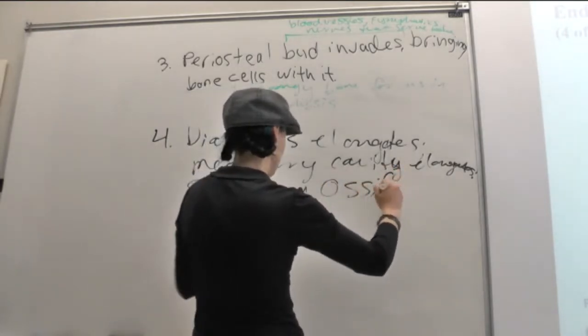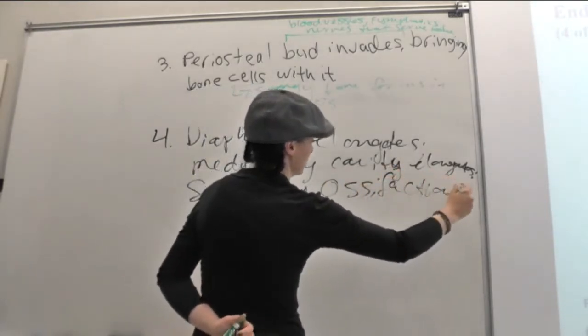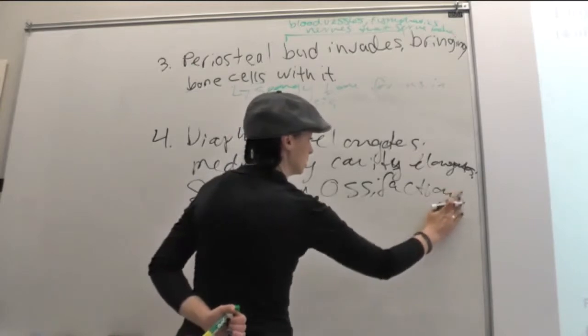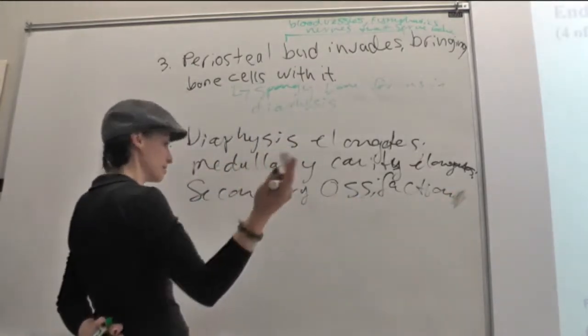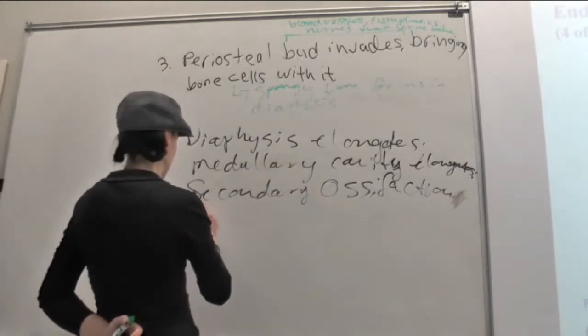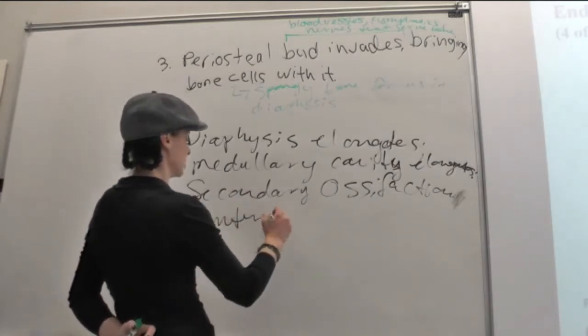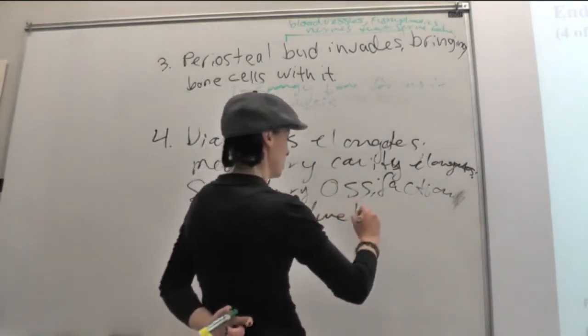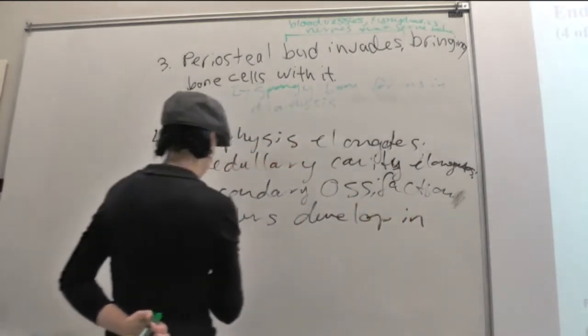So how many secondary ossification centers do I get then? Two, because there's a proximal and a distal epiphysis. So our secondary ossification centers develop in our epiphyses.